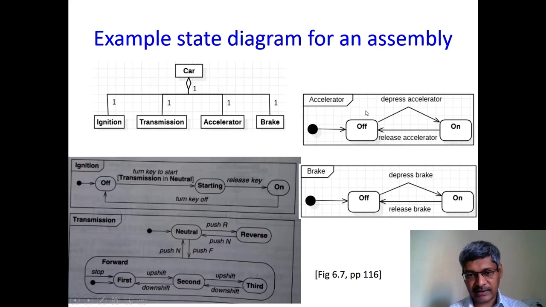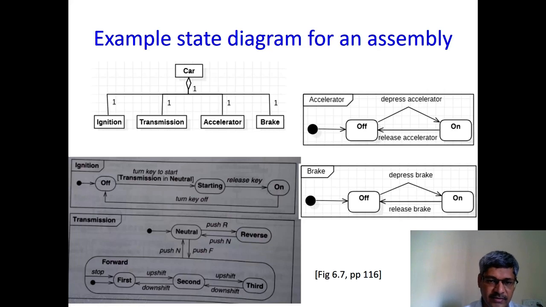Now, for the accelerator, you will start again, originally in the off state. When you depress the accelerator, you turn to the accelerator on state. When you release the accelerator, you come back to the off state. The same thing happens with the brake. When you depress the brake, you are in the brake on state. Originally you are in the off state, and when you release the brake, you come back to the off state.